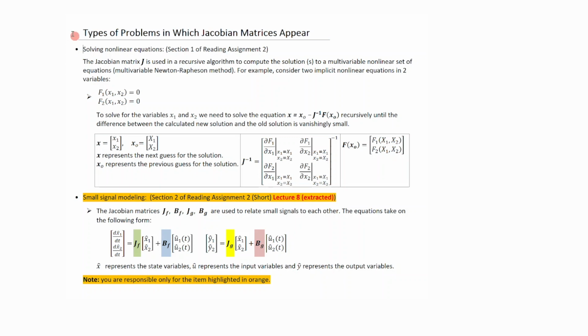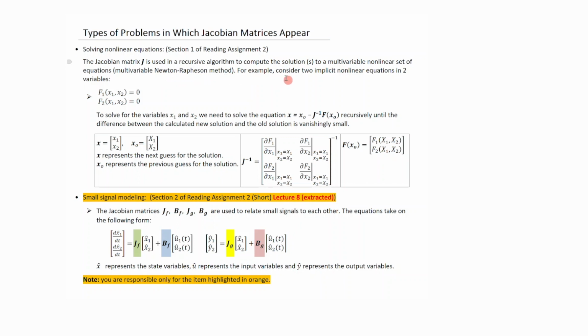Let's look at the types of problems in which Jacobian matrices appear, and two specific cases are shown on this slide. The first one is the solving of nonlinear equations, covered in Section 1 of Reading Assignment 2, which you're not going to be responsible for in this course. In this case, the Jacobian matrix, J in bold, is used in a recursive algorithm to compute the solutions. There could be no solutions, one solution, or multiple solutions if we're dealing with nonlinear systems. This is for a multivariable nonlinear set of equations, and we typically refer to this as the multivariable Newton-Raphson method.